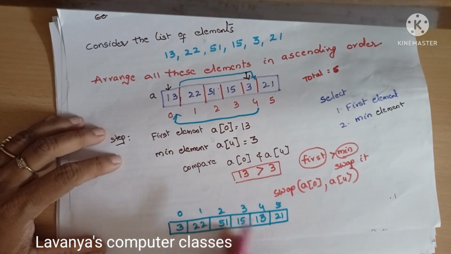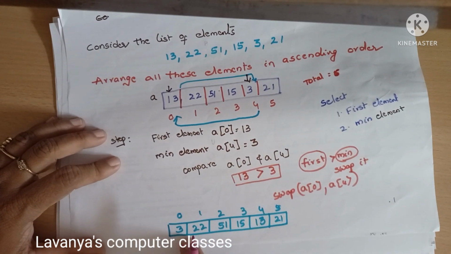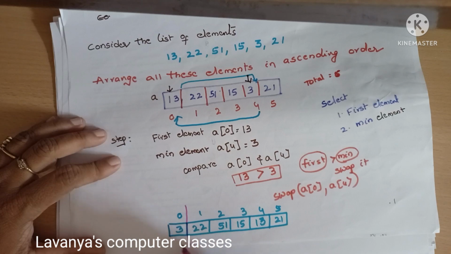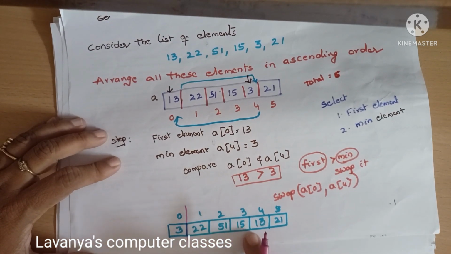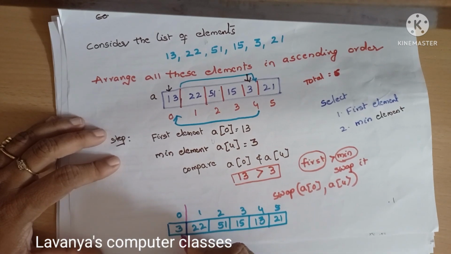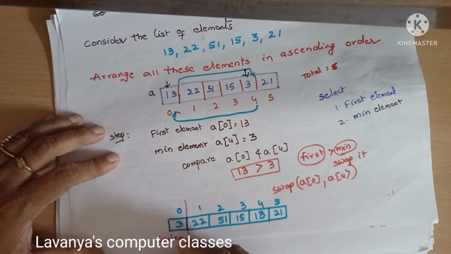If you check this one, which one is the smallest element? The smallest element is 3. 3 is automatically coming in the first place: 3, 22, 51, 15, 13, 21. So this smallest element is in the first place. That means it is already in the sorted order.